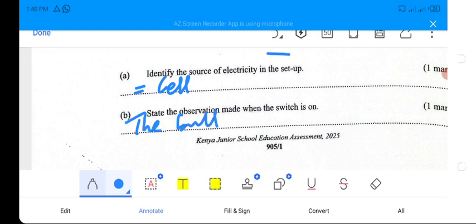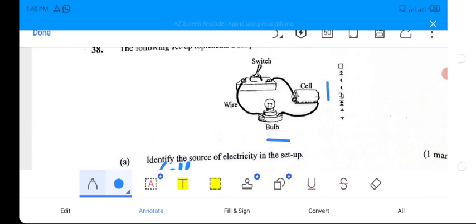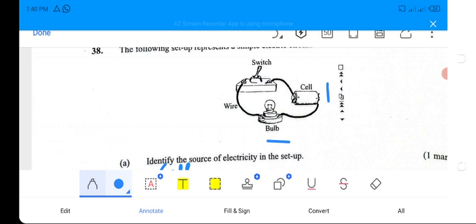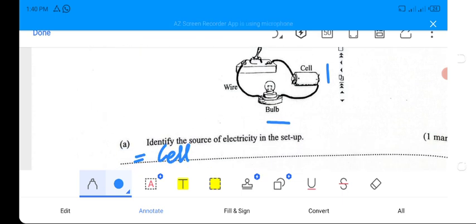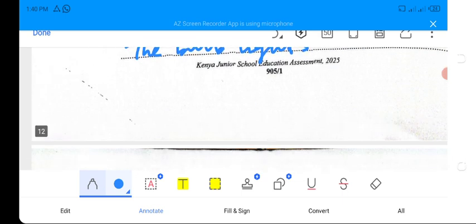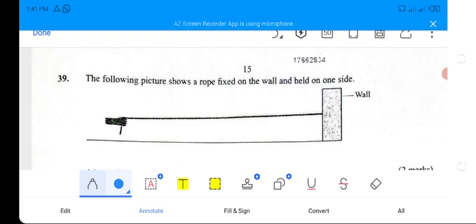The bulb lights when the switch is turned on. When the switch is turned on, the bulb lights because there will be flow of electrical energy through the wire. So the bulb lights.